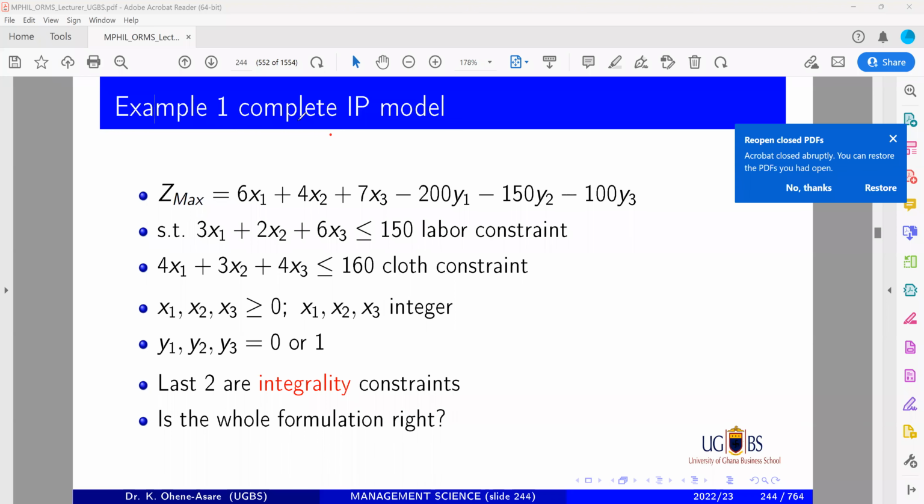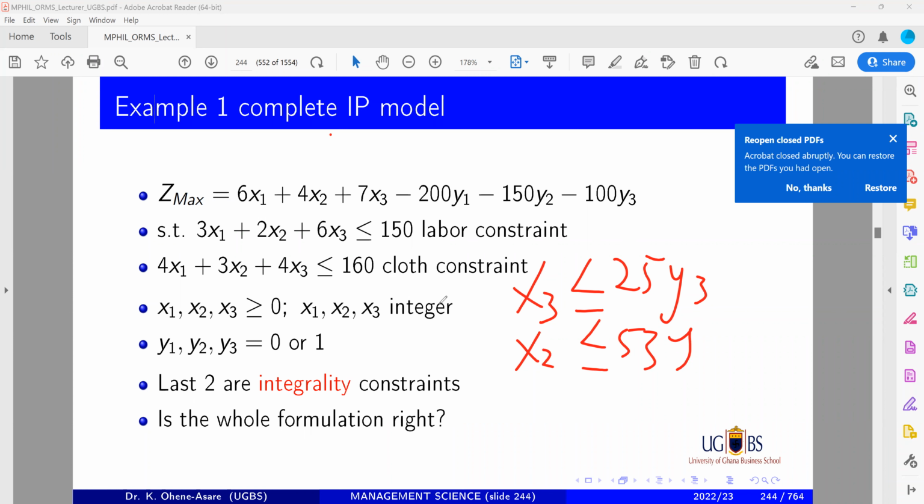So excellent, that's it. So this is it, okay? Once you do all of that, now we can conclude that our X3 is less than or equal to 25 Y3. That is how the constraint will be, okay? And so we are going to add the other two. The other two were X2 less than or equal to 53 Y2, and then the first one was X1 less than or equal to 40 X1. So now, these constraints have to be added to your other constraints that you originally wrote to have the complete model.